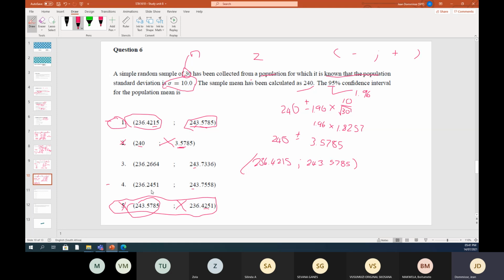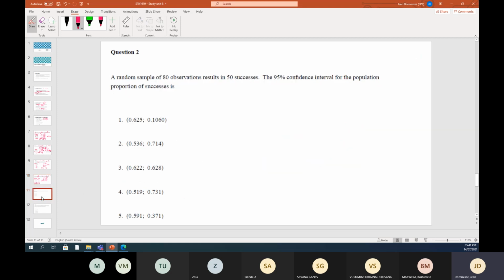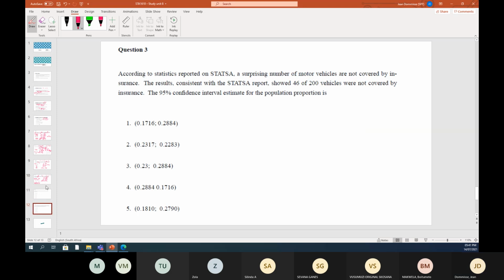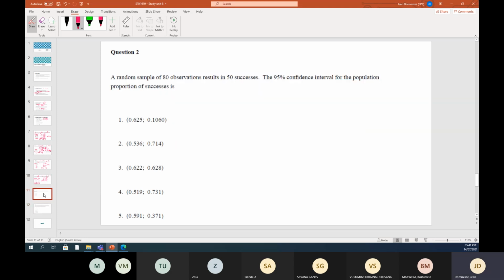Okay, so let's go into the next one. Okay, so both of them give us a top and bottom. So I will definitely look for one or two examples where they only want the lower confidence level or the upper confidence level. Okay, so let's look at a random sample of 80 observations resulting in 15 successes. The 95% confidence interval for the population proportion of successes.